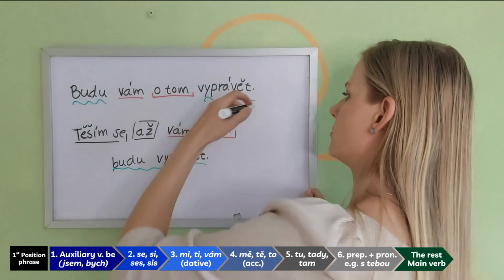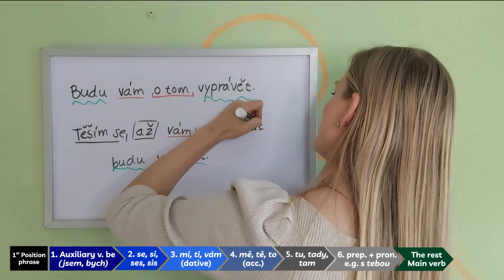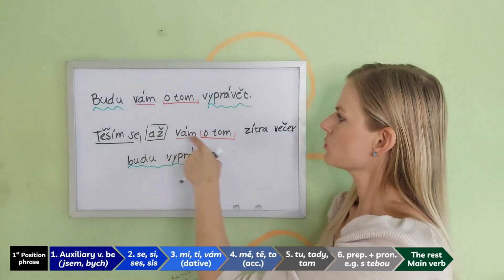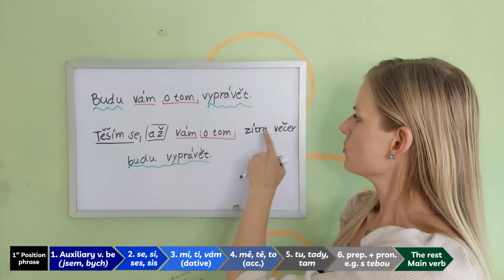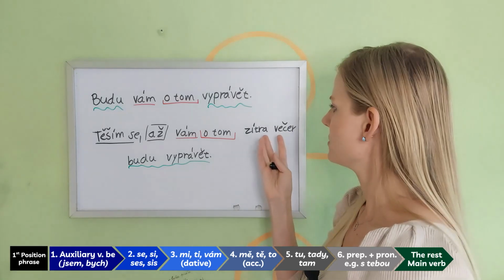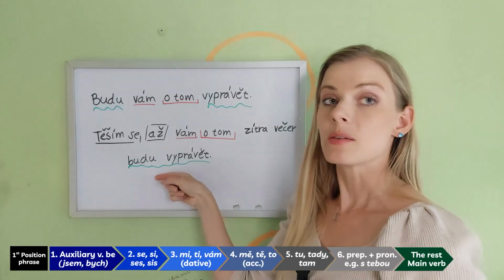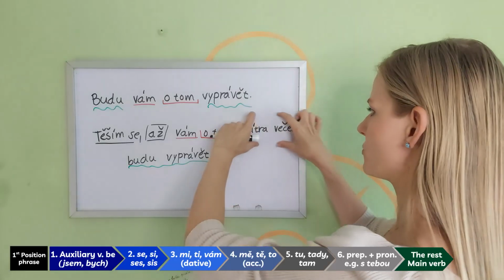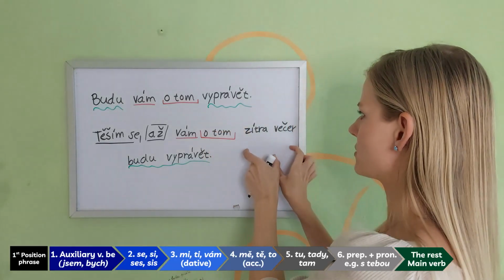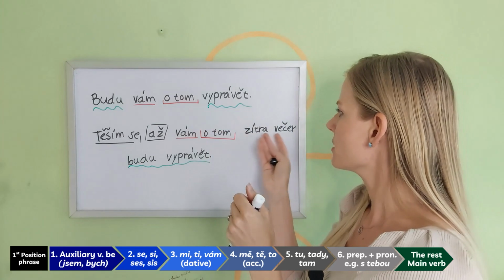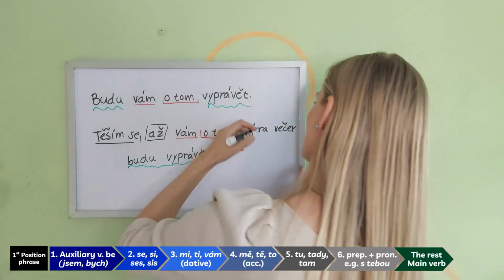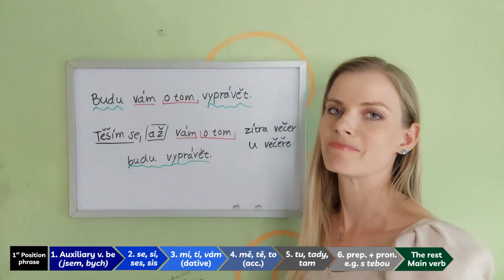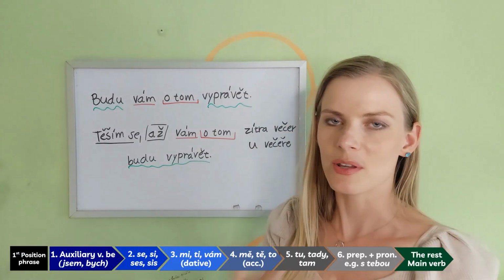We can even insert something else. Těším se, až vám o tom zítra večer budu vyprávět. I'm looking forward to when I'm gonna tell you about it tomorrow evening. We would prefer to keep the verb at the end still. Now there is room for adding more information. So we could say tomorrow evening at dinner, u večeře. Těším se, až vám o tom zítra večer u večeře budu vyprávět. We got pretty far from a 3-word sentence.